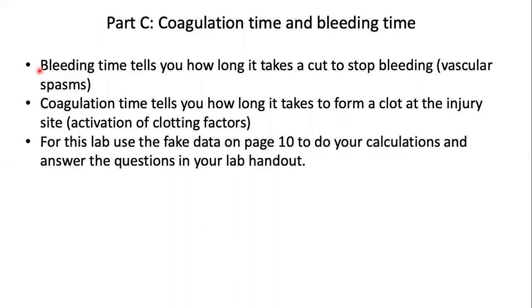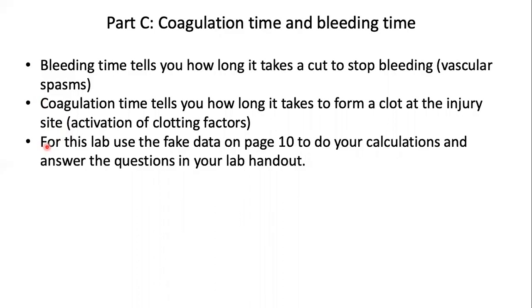So the vascular spasming, okay? So let's say you get a paper cut, right? And it stops bleeding. That would be bleeding time. Let's say you hit it again on accident, right? You hit it against something and you notice that it's still bleeding. Has coagulation occurred? Blood clotting or coagulation has not occurred. And so it takes longer for that to happen because you have to activate all those clotting factors. I talked about this in lecture, so go back and review my lecture PowerPoint.